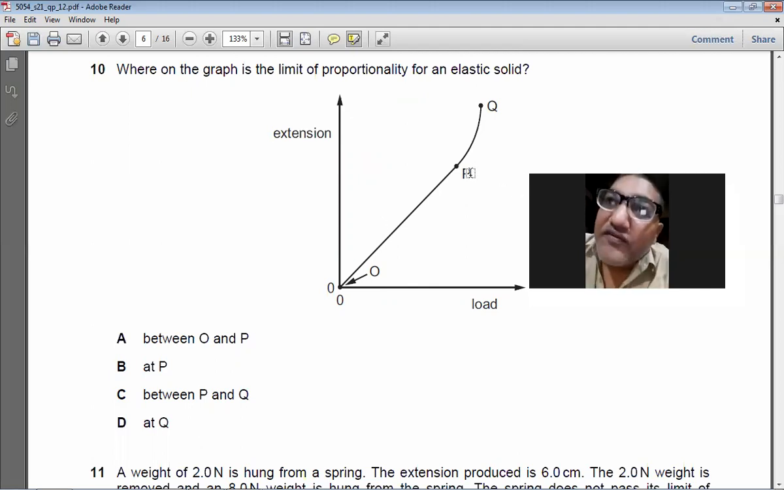But after the point P, the graph has become a curve, which means that the extension and the load, they are no more directly proportional to each other. So this happened after the point P. So the point P is the limit of proportionality. So at P. So B is the right option, at P, the point which is the limit of proportionality. Question number 10.